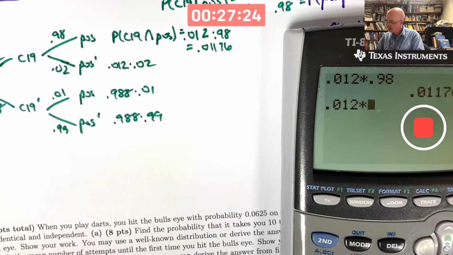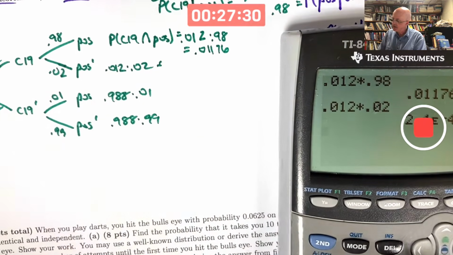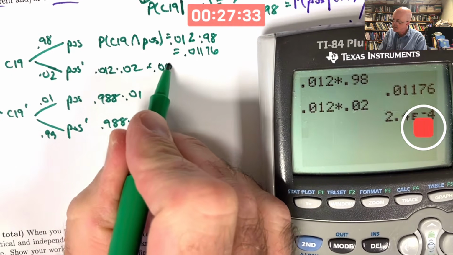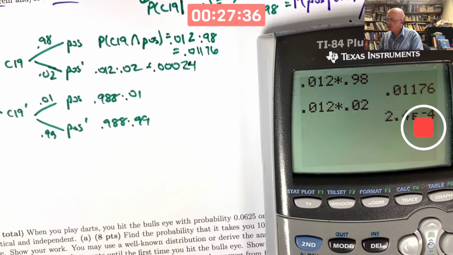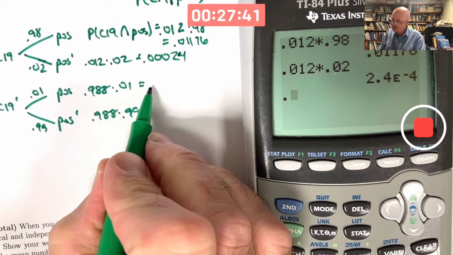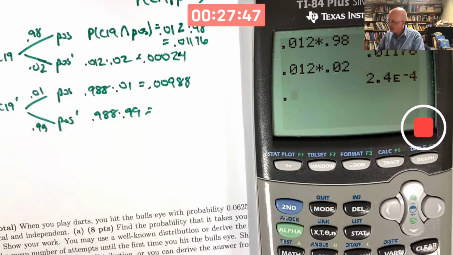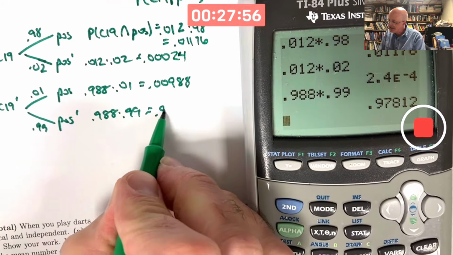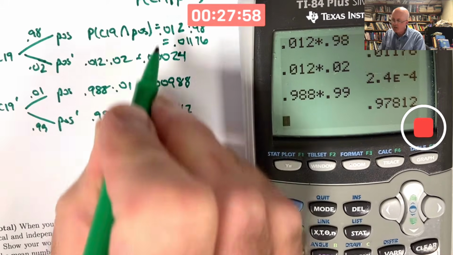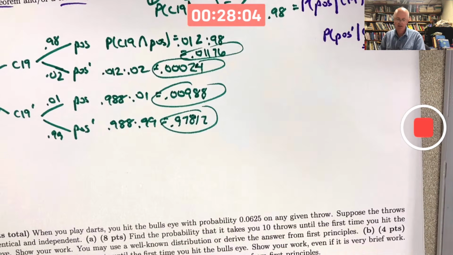0.012 times 0.02, first of all, that's scientific notation there. If I convert it to decimal notation, that's going to be 0.00024, because it's 2.4 times 10 to the negative 4 power. Okay, I can do this one without a calculator. This is going to be 0.00988. And this bottom one, 0.988 times 0.99, is the biggest probability, 0.97812. By the way, these four probabilities, here, here, here, and here, should add to 1, but let's not bother.